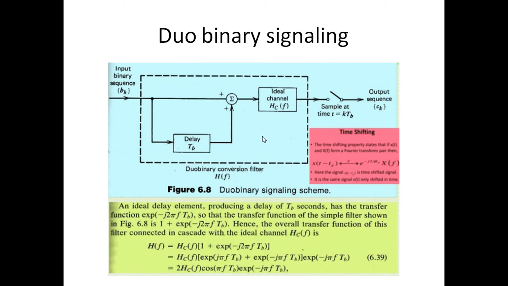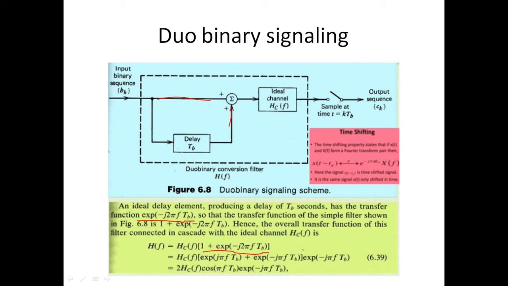Let's see what the frequency response H of f is, and the impulse response h of t, of the duobinary filter. For example, for this delay element, the transfer function is exponential of minus j 2 pi f Tb. If I take this transfer function for this line and add both parts together, it is 1 plus exponential of minus j 2 pi f Tb.